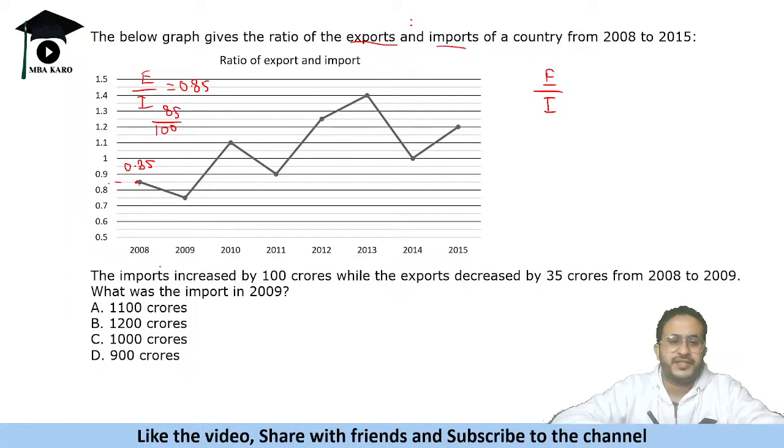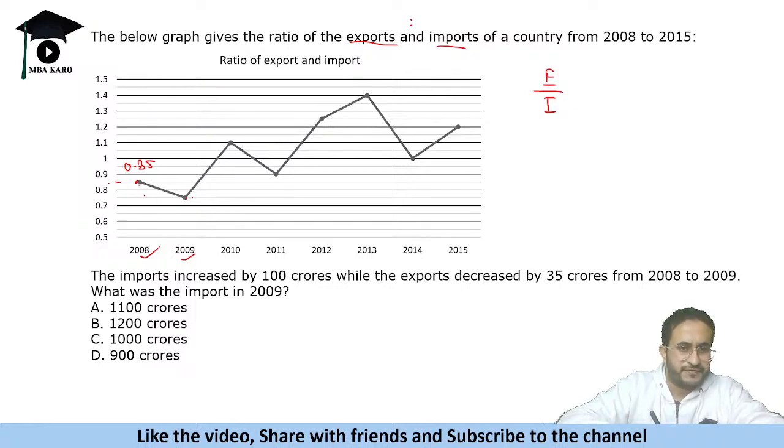The first question says the imports increased by 100 crores while the exports decreased by 35 crores from 2008 to 2009. You need to find the import in 2009. And here it is 0.75.